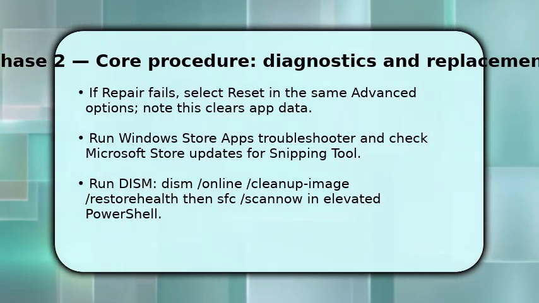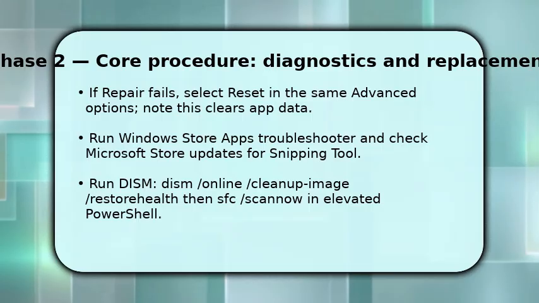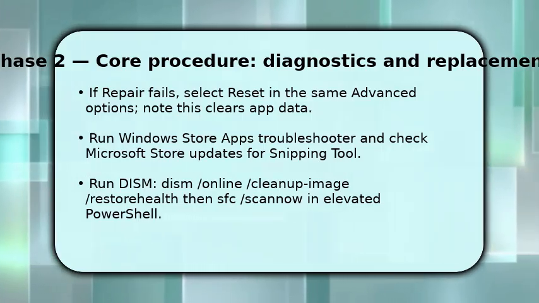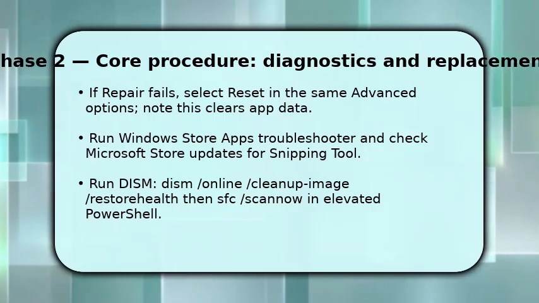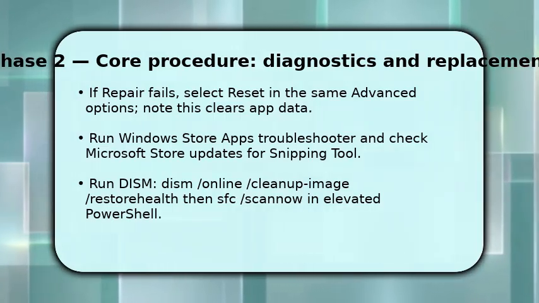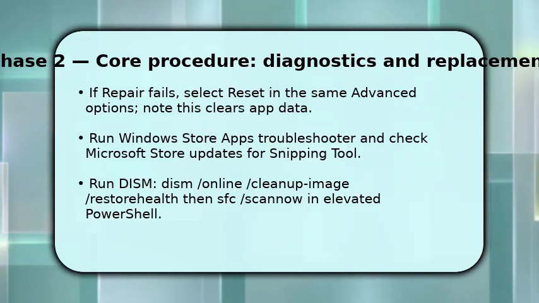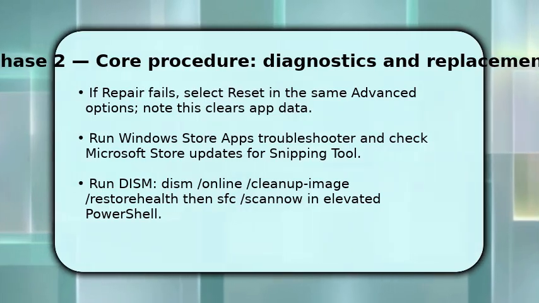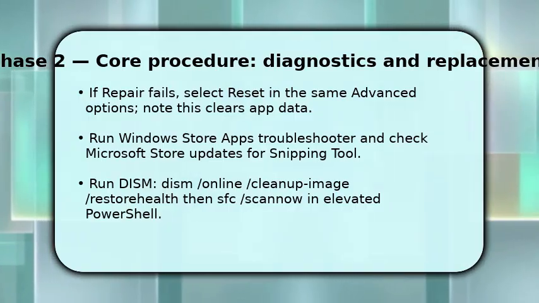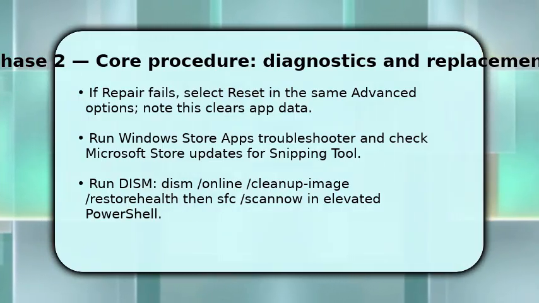Next, run the Windows Store Apps Troubleshooter and open Microsoft Store to update the Snipping Tool package. For system integrity, run DISM with /RestoreHealth and then sfc /scannow in an elevated PowerShell. These repair corrupted system files the app depends on. Make sure you reboot after system scans. These steps handle deeper OS-level issues that simple repairs cannot.